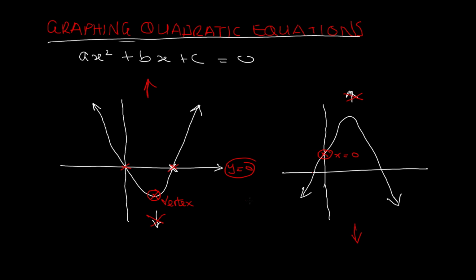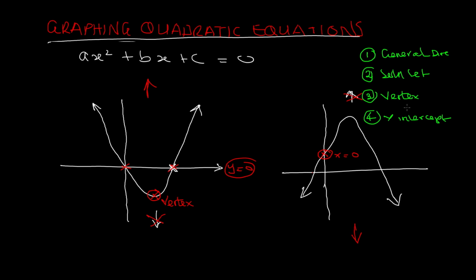When you have these 4 aspects, let me write them down here because these are so crucial. I'll write them in green. Number 1, you need to know the general direction, direction of the graph. Number 2, the solution set. Number 3, the vertex. Number 4, it's the y-intercept. If you know these, then you can graph a quadratic equation onto the graph.